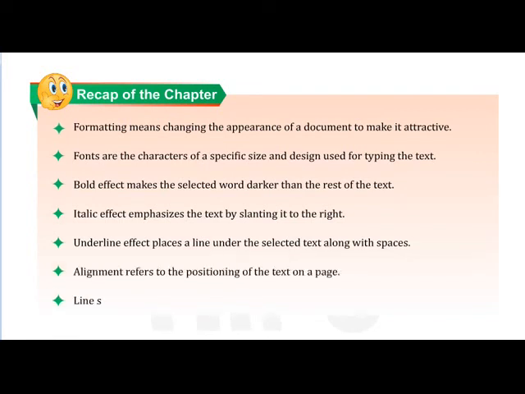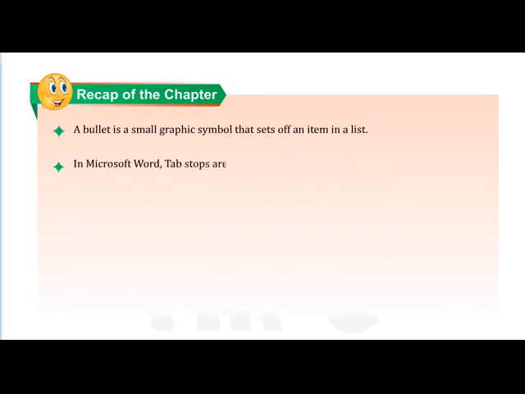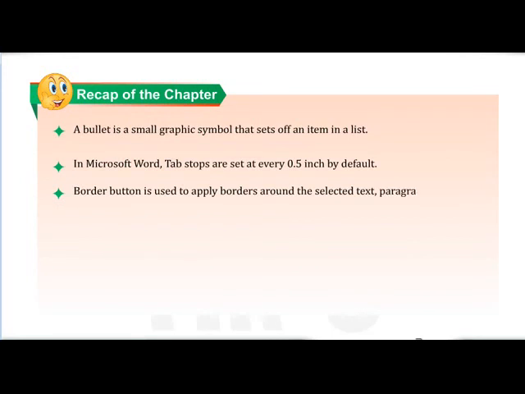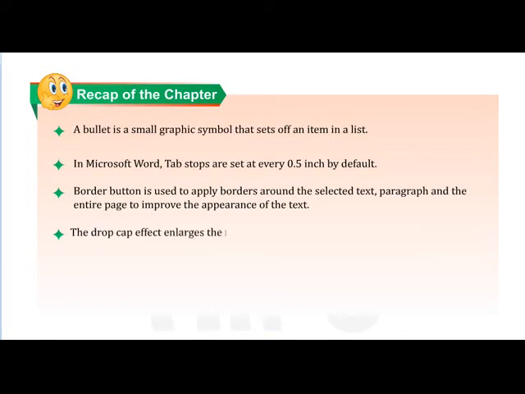Line spacing is the vertical distance between successive lines of the text in a document. A bullet is a small graphic symbol that sets off an item in a list. In Microsoft Word, tab stops are set at every 0.5 inch by default. Border button is used to apply borders around the selected text, paragraph and the entire page to improve the appearance of the text. The drop cap effect enlarges the first letter of a paragraph.